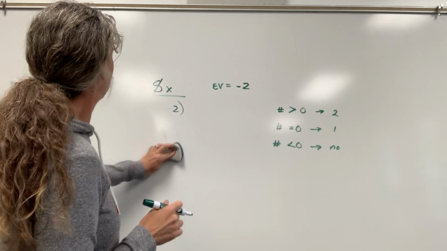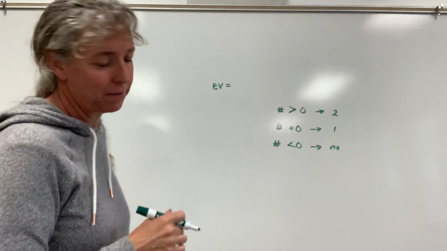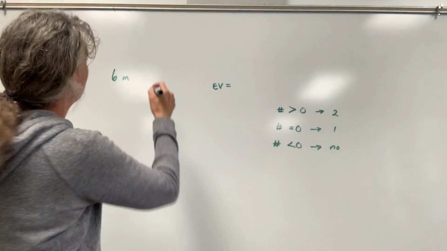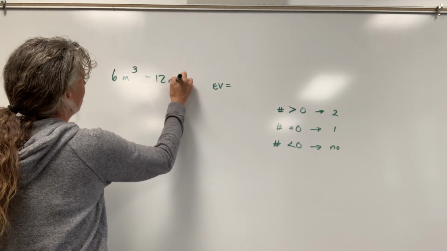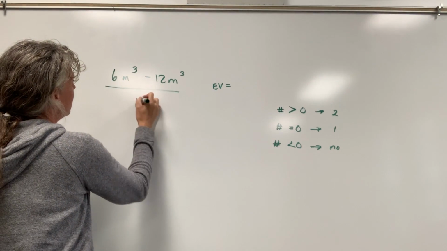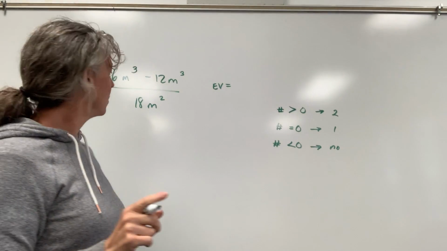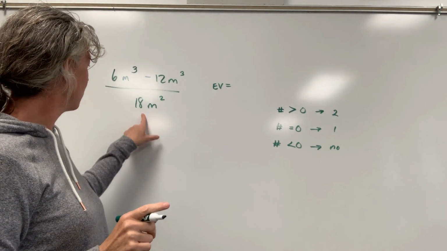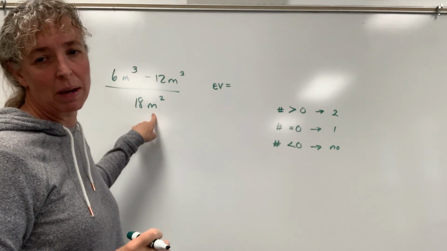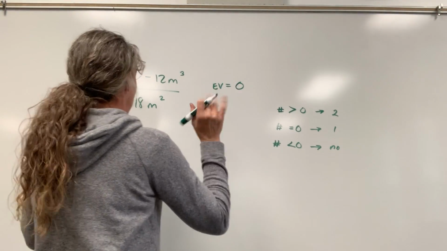All right, let's move on to example number 2, and we're going to do letter C. 6m to the 3rd minus 12m to the 3rd, I think, is that right? Yes, over 18m squared. Okay, my excluded value first is what I like to do, remember? So what would I plug in here to make the bottom equal to 0? Anything times 0 is 0, right? So my excluded value for letter C is going to just be 0. I'm going to get that taken care of.